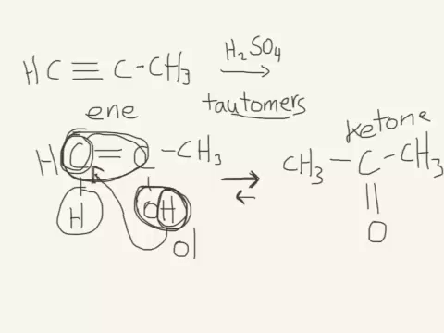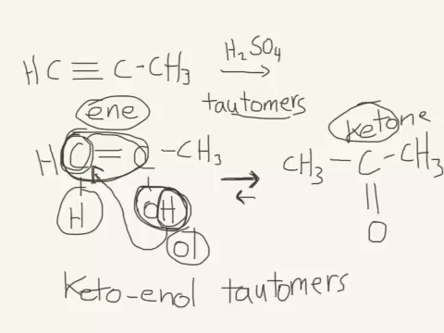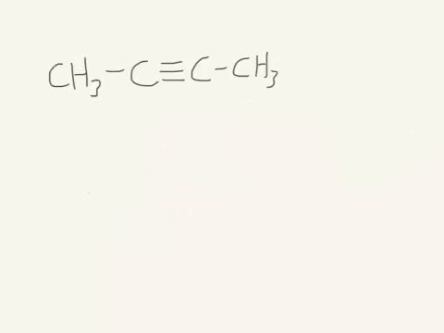So when you put all these together, what you get is keto-enol tautomers. But it is the ketone that predominates in this equilibrium. Let's look at another situation where you add to a double bond and you again have to worry about the stereochemistry of the product that's formed.